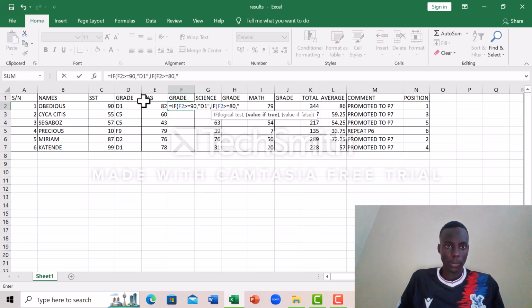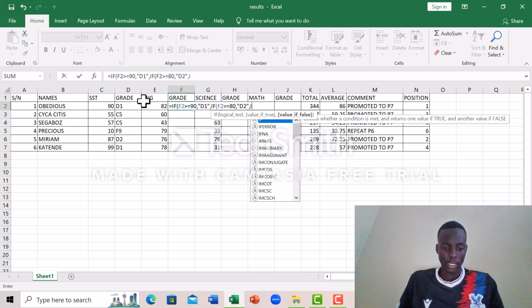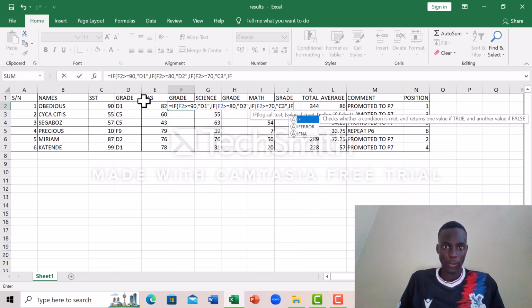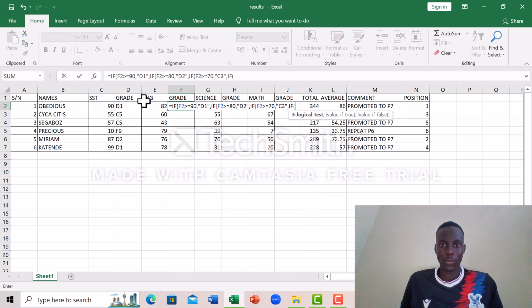comma, it is supposed to be D2, we close the quotation marks, comma, if, this is an if function, you should not forget to start with if, F2 is greater than or equal to 70, then if it's 70, comma, then we shall put our quotation marks, then we shall say it's going to be credit 3, we shall close our quotation marks, comma, if, open brackets, don't forget to write if, because this is an if function, so it is helping us to open up.